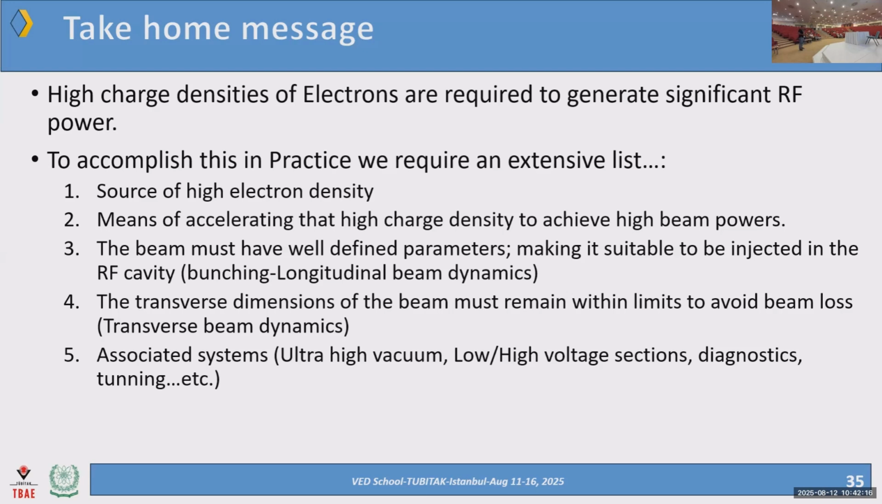And the transverse dimension of the beam must remain within limits to avoid beam loss. We cannot allow the beam to expand uncontrollably. You have to confine it. So associated systems must be there. We have to operate this in ultra-high vacuum. We have to have low voltage and high voltage power supplies, which are very stable.